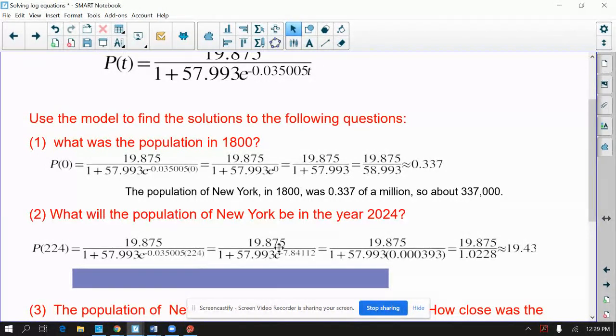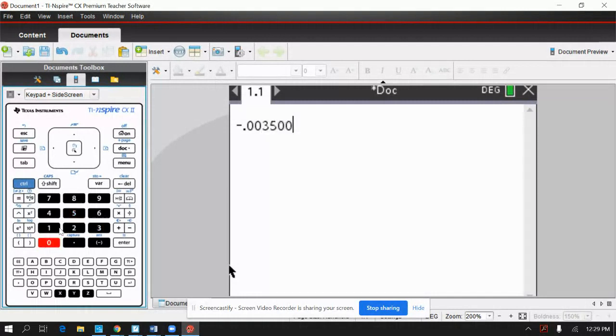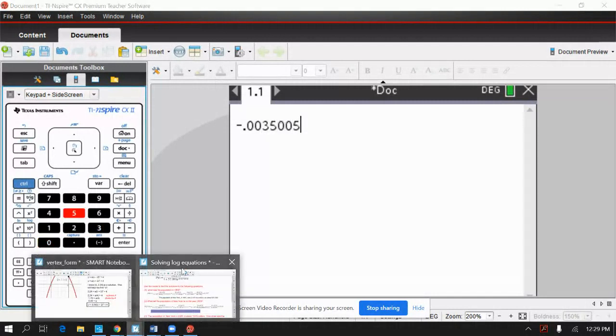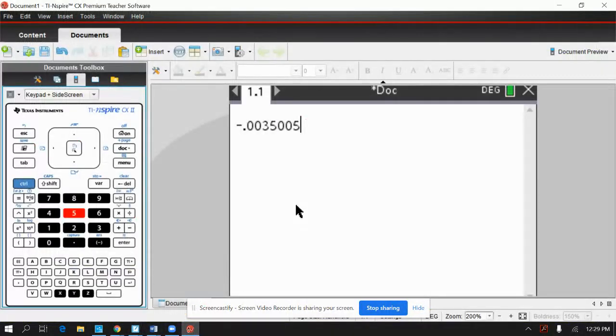When you're evaluating here, you have to be careful that you don't round. Really, you should never round until the very last. The very last thing you do is a round. So let me show you how we can do this on our calculator very quickly. We have negative 0.0035005. I think that was the number. Yep. Times 224.